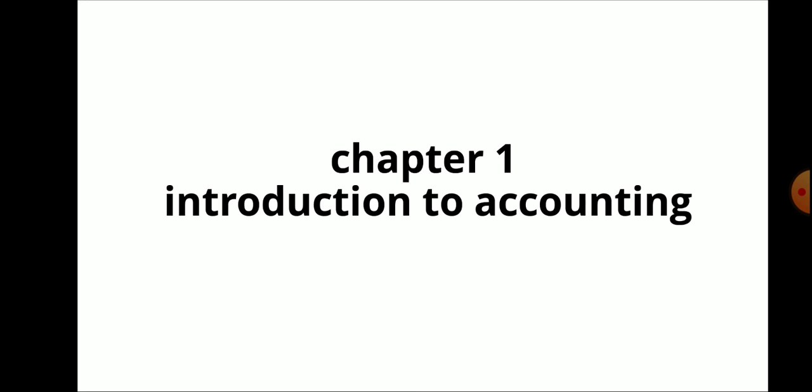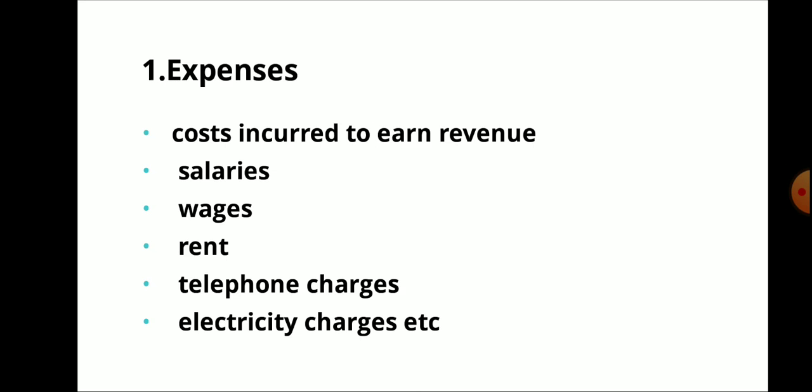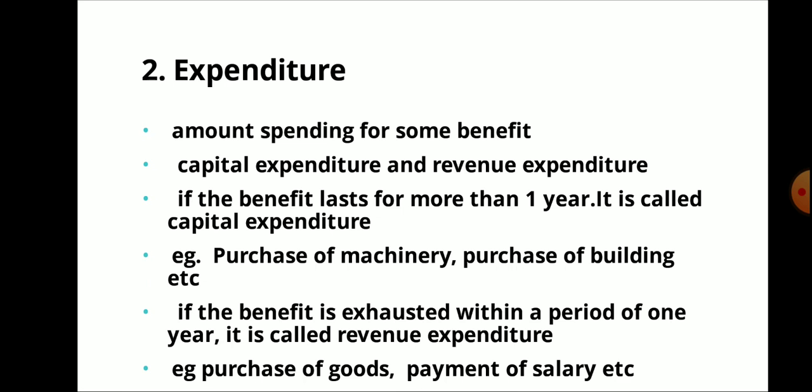Chapter 1 Introduction to Accounting. Basic accounting terms. First one, expenses. Cost incurred to earn revenue. Salaries, wages, rent, telephone charges, electricity charges, etc. Second one, expenditure. Amount spent for some benefit.